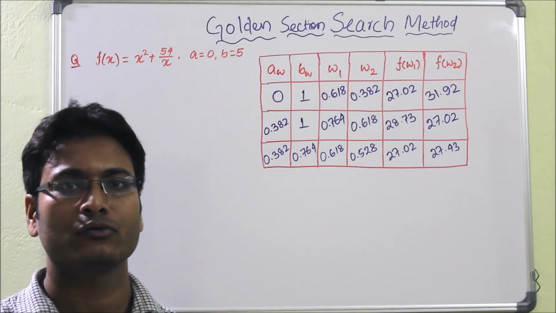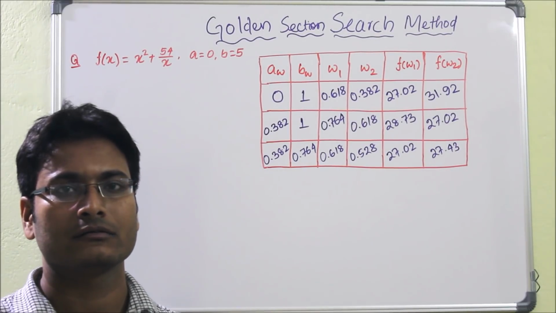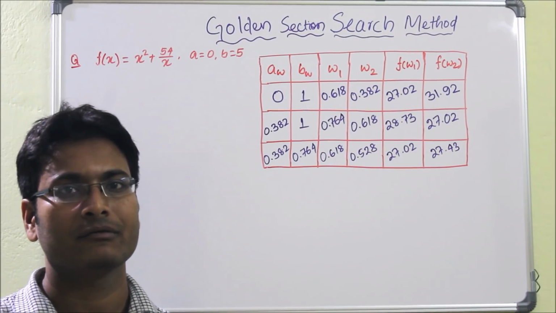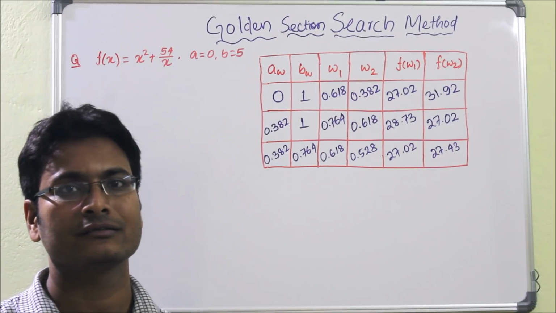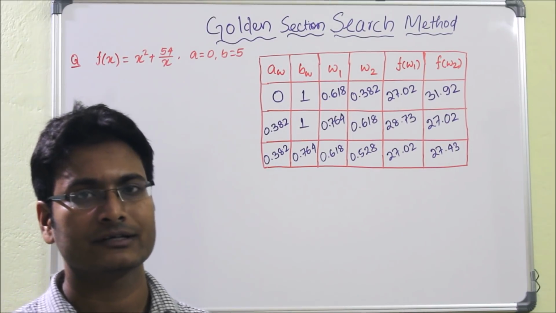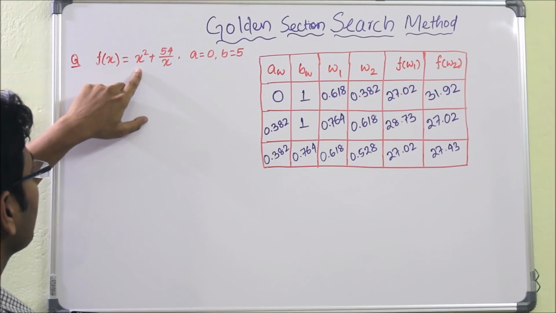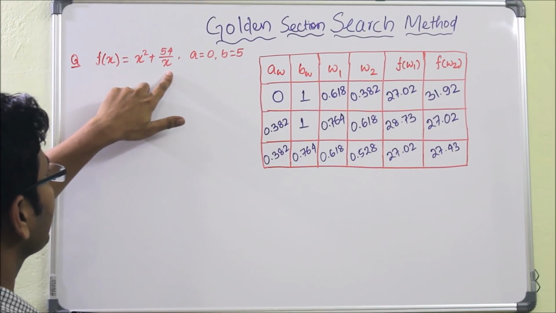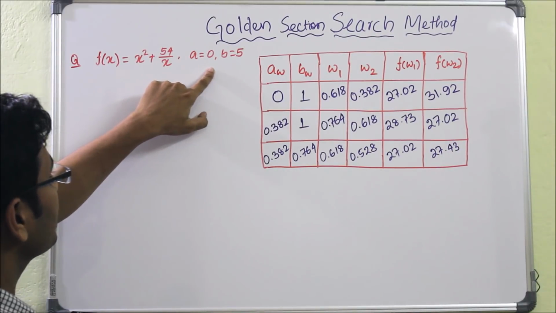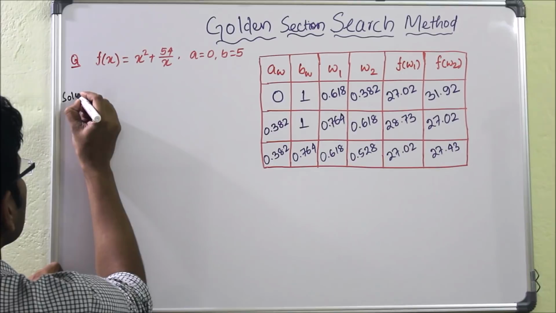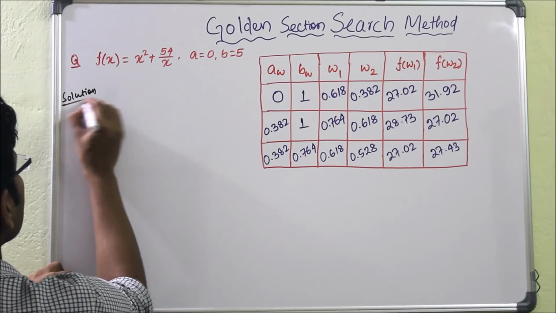In this video, we will solve a function and find the minimum of that function using the golden section search method. So let us see the problem. The function is f of x equals x squared plus 54 by x, where a is 0 and b is 5. We will find the minimum.